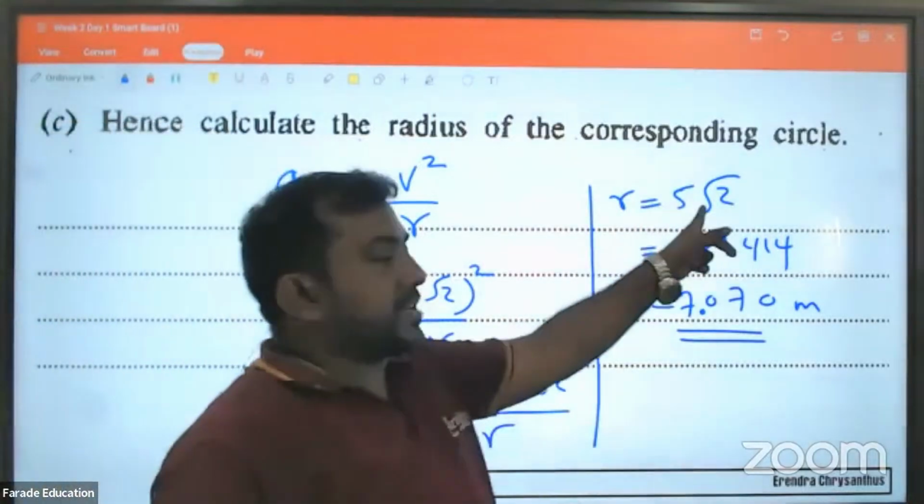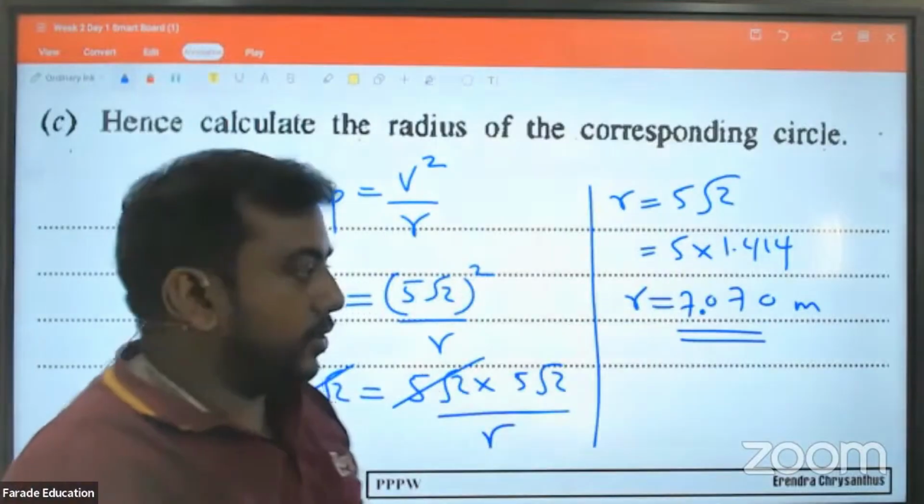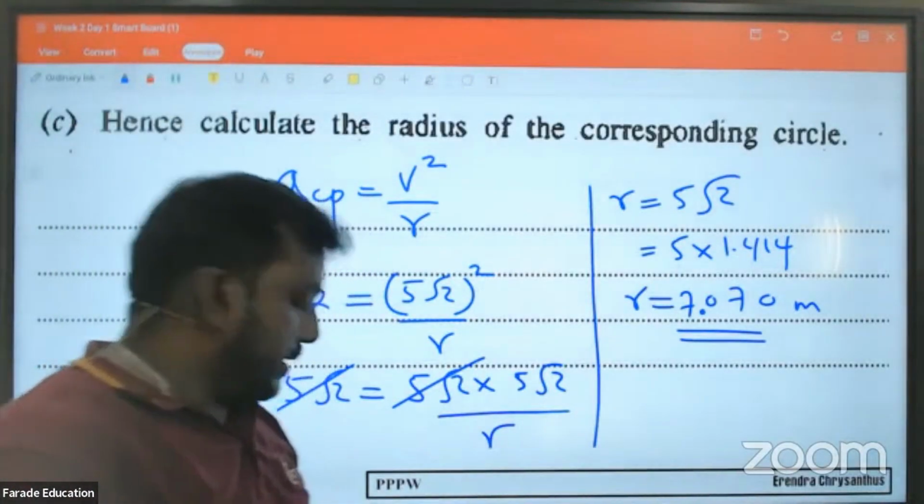Do not keep in fraction form. People who keep in fraction form, guaranteed no marks. Okay. Right.